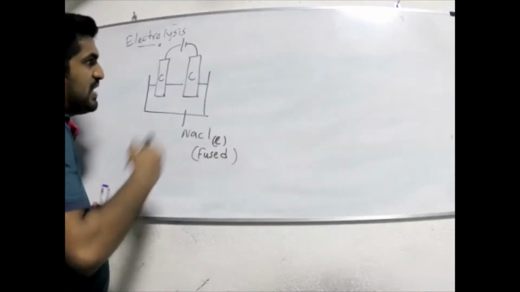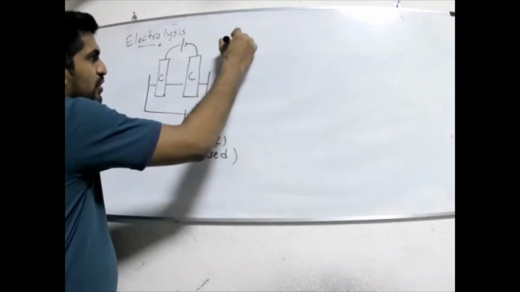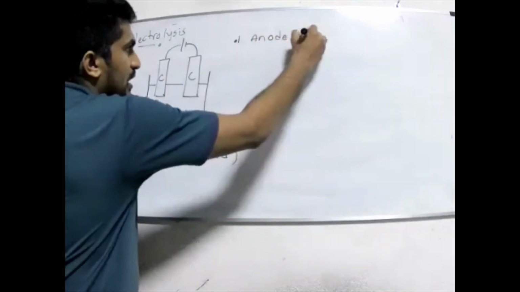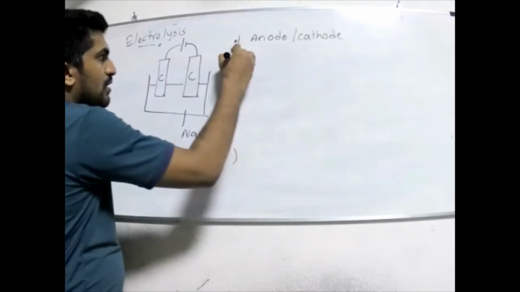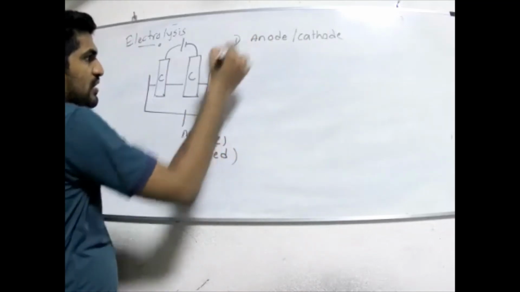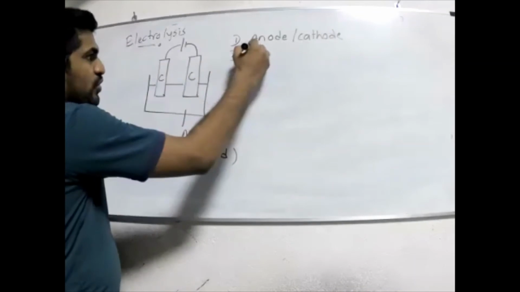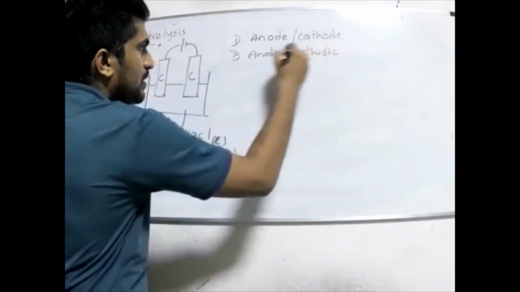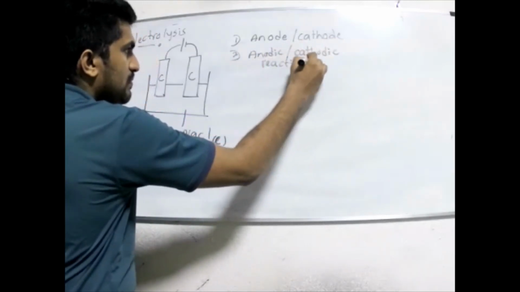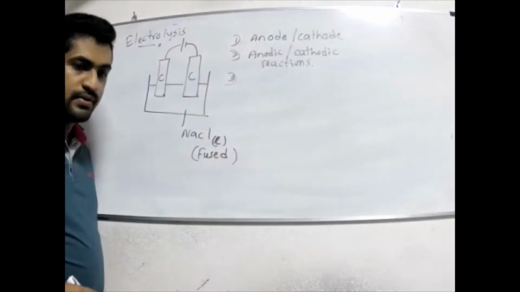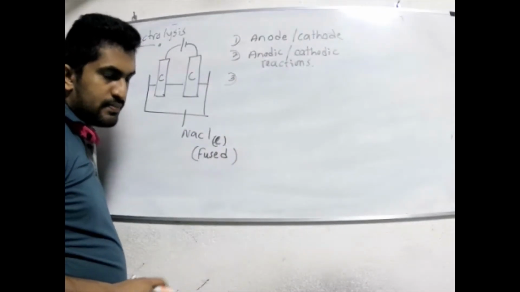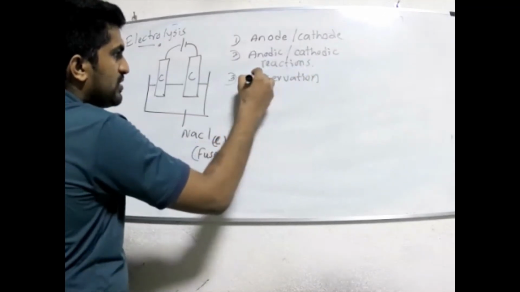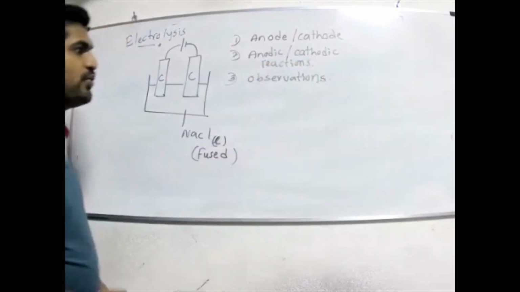Here you name the same things. Plus, minus, you know. What is the anode? Anode, cathode. Then you have to write the anodic reaction and cathodic reaction. Then you have to write observations. Try to do it by yourself.